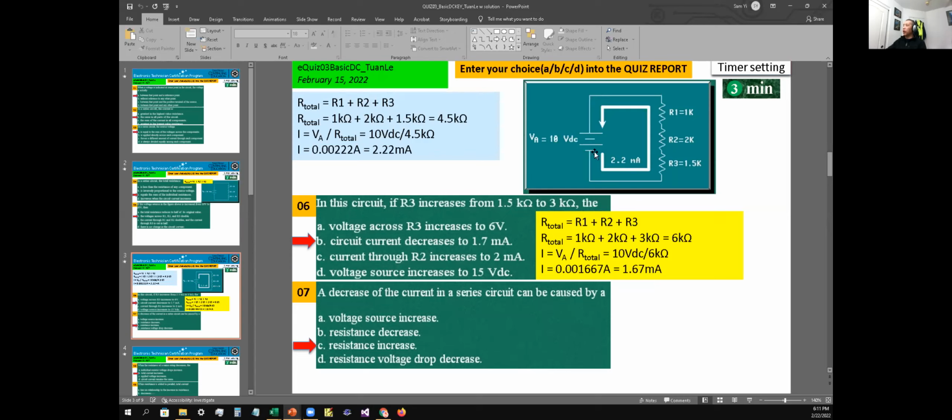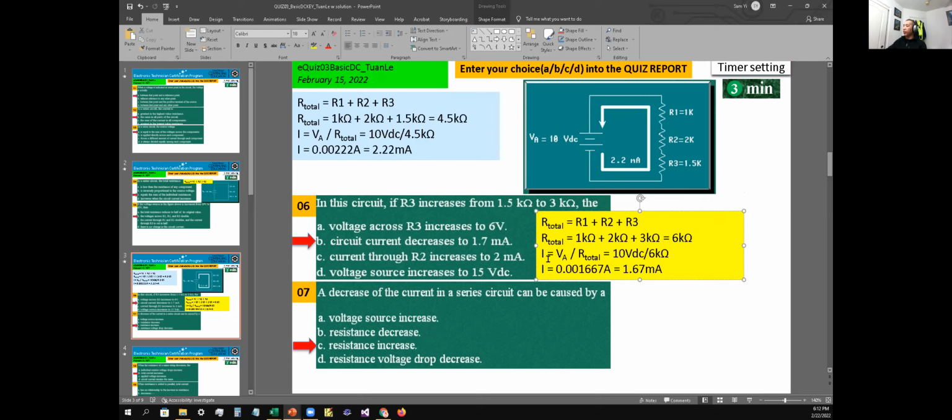if you increase the resistance, therefore you're going to decrease the current in the circuit. So the answer is B, the circuit current would decrease to 1.7 milliamps. So the answer for 6 is B as in Bob. You can do the calculation here. R total is R1 plus R2 plus R3. Now your R3 is going to be 3K, double as much, so your total will be 6K.